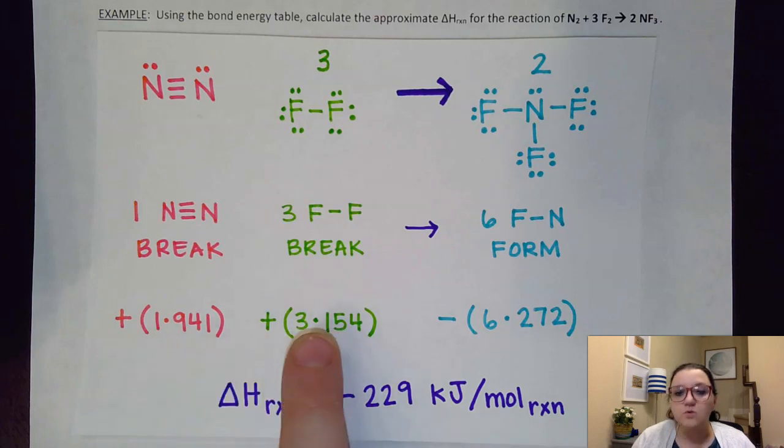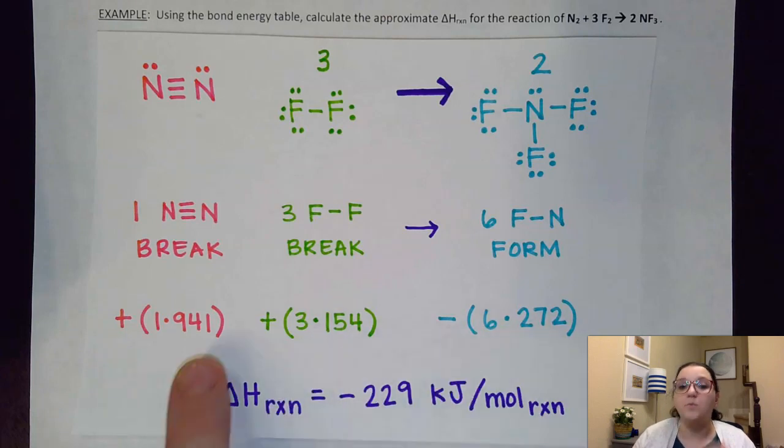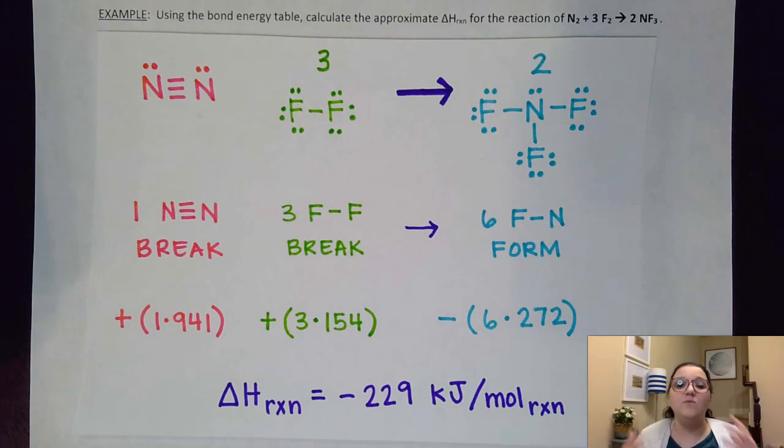And then I used all those values multiplied by their coefficient, because again, those are kilojoules per mole of that bond, and so we need to address how many moles we have. And you notice for the ones that I broke, I put a positive, and the one that it formed, I put a negative. And when I totaled that, that got a value of negative 229. And as far as my unit, it's kilojoules per mole of the reaction.